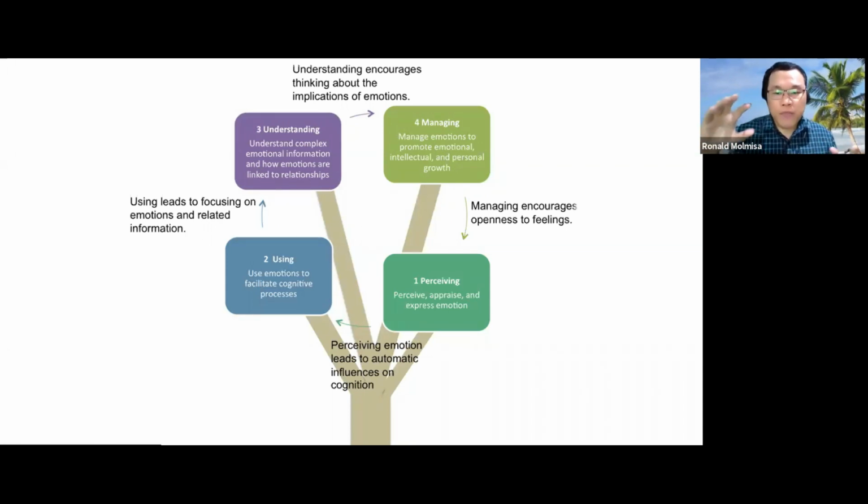So paikot siya. If you know how to perceive, you would know how to use it. Number 2. And then if you know how to use it, you can now understand emotional information, not only for you, but also for others. And now you can also manage your emotion. Then babalik ko. That's the cycle.